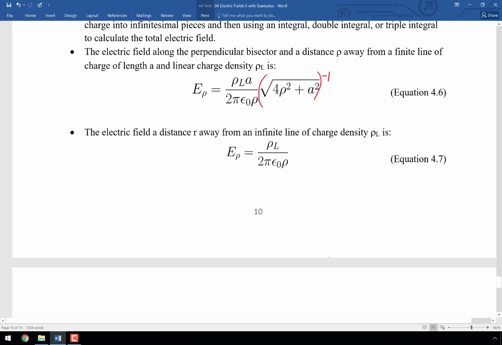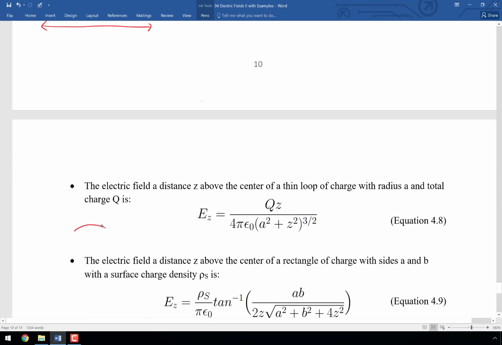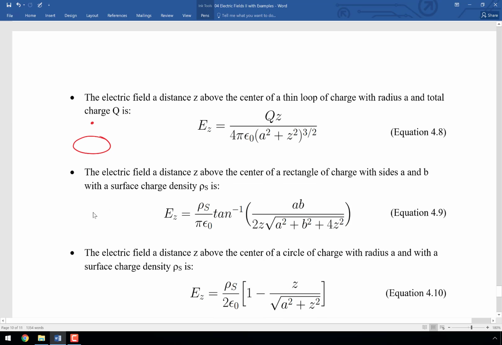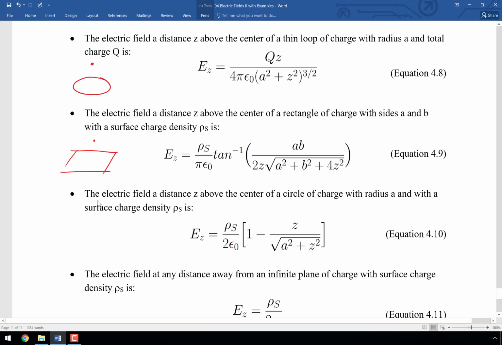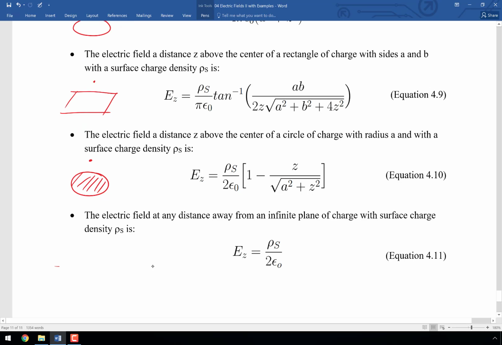And then we've got the calculation for if you have a line of charge or a line segment of charge and you're just above the line segment. If you have an infinite line of charge in both directions and you're a certain distance above it, if you have a thin loop of charge, so that's this one, and you're above it, if you're above the center of a rectangle of charge, or if you're above the center of a circle of charge, and this circle of charge is actually a solid circle. Or if the plane extends in all directions, and I don't really know how to represent that, but if it's extending in all directions and you're a certain distance above it, then that's what this equation right here would represent.